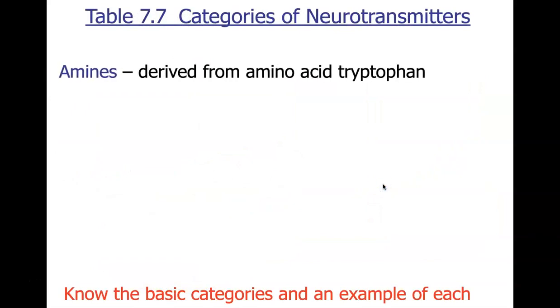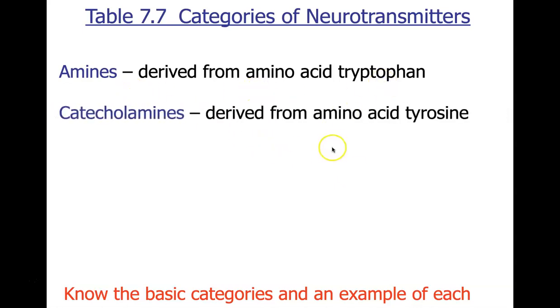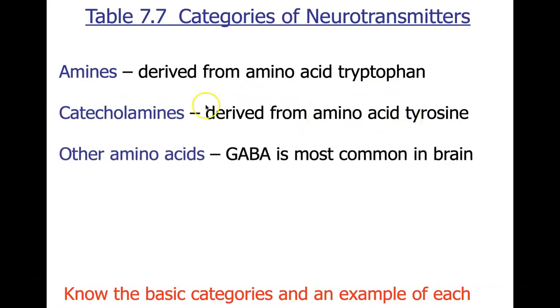Okay. So lots of different kinds of neurotransmitters. You don't need to know all of them, but I do want you to know the basic categories and then look up an example of each one. Okay. So some neurotransmitters are amines that are derived from tryptophan. Some are catecholamines, where they're derived from tyrosine. And there are other amino acids as well. So GABA is one of them. It's really common in the brain. It's a very common inhibitory neurotransmitter.